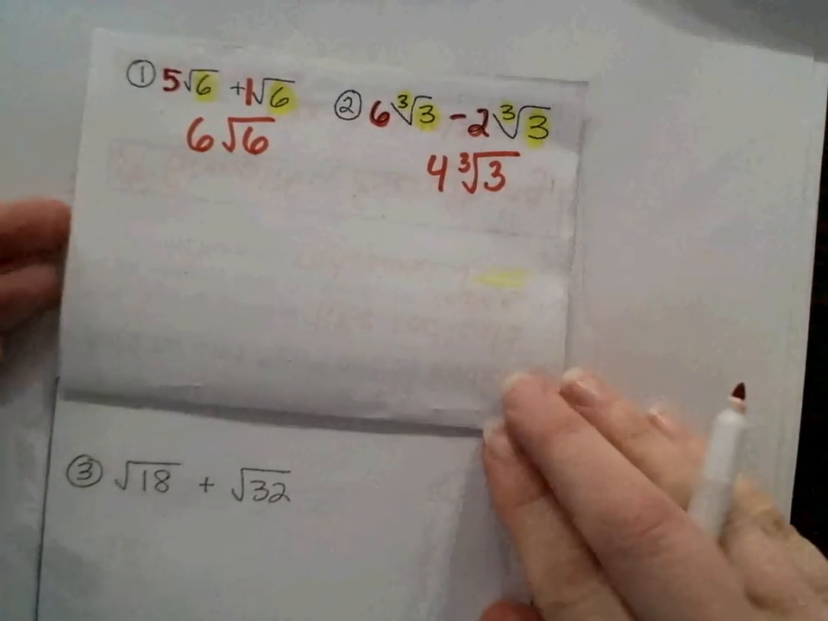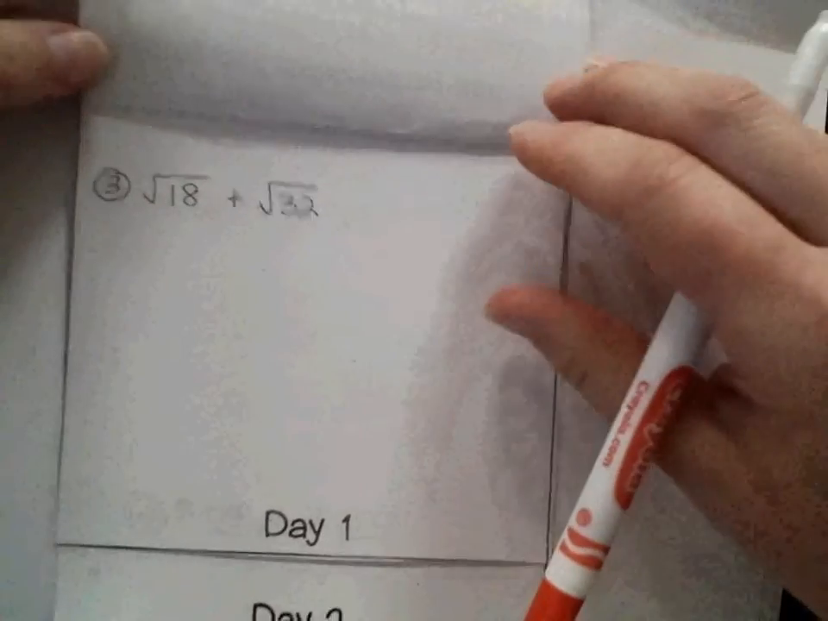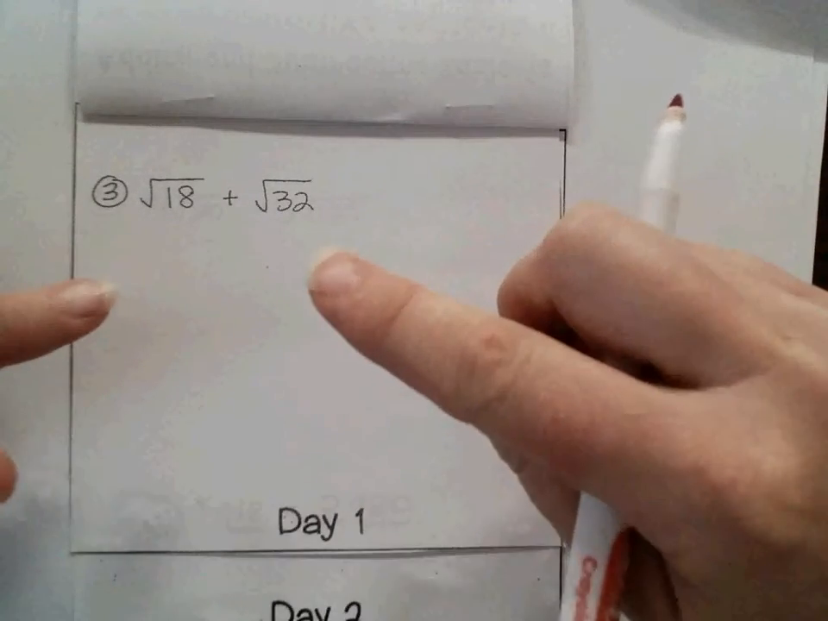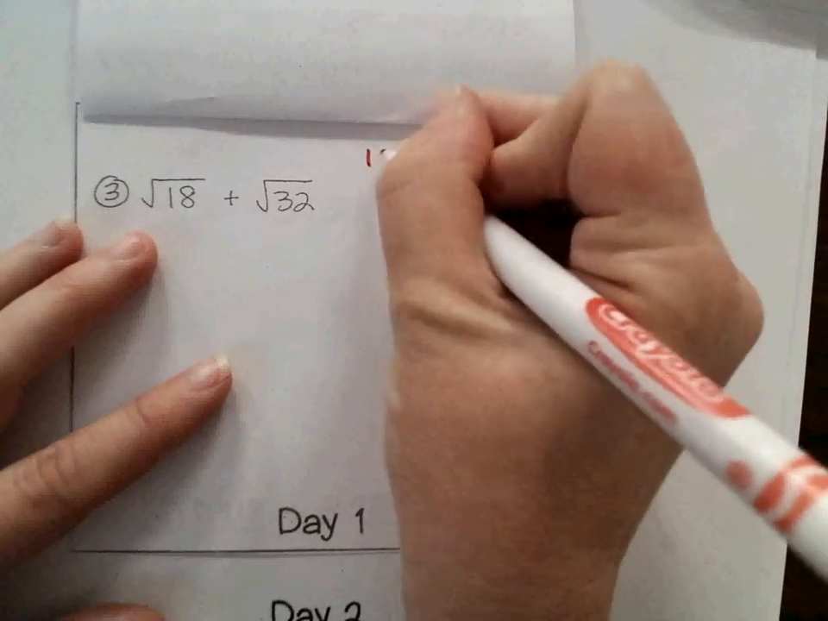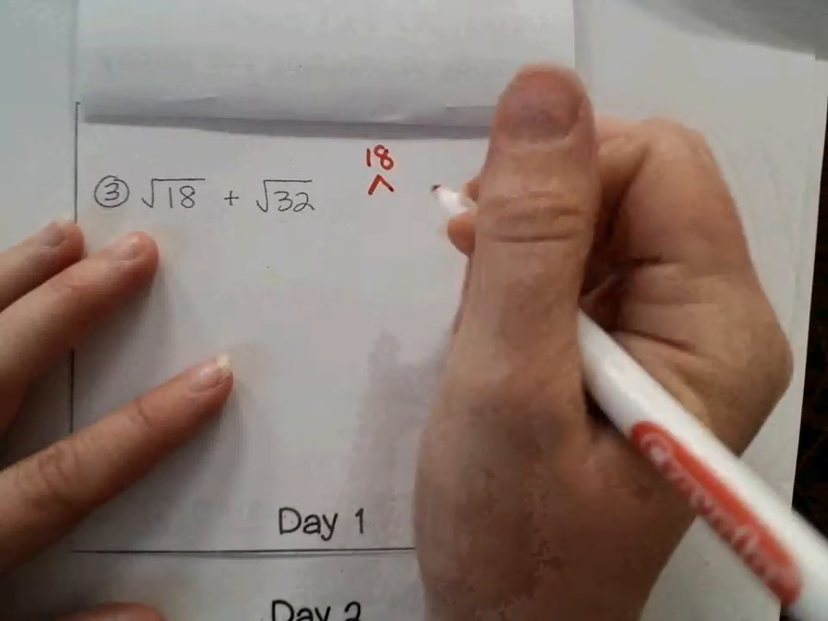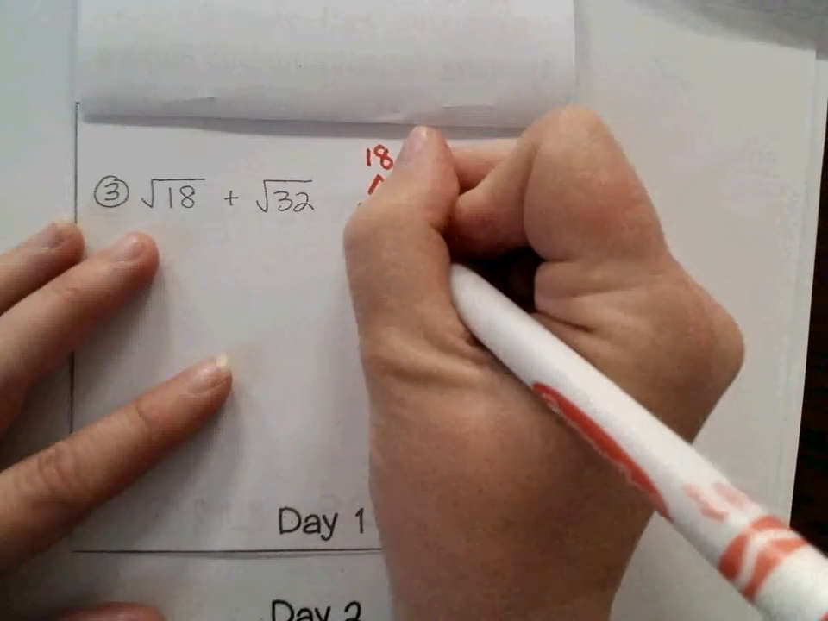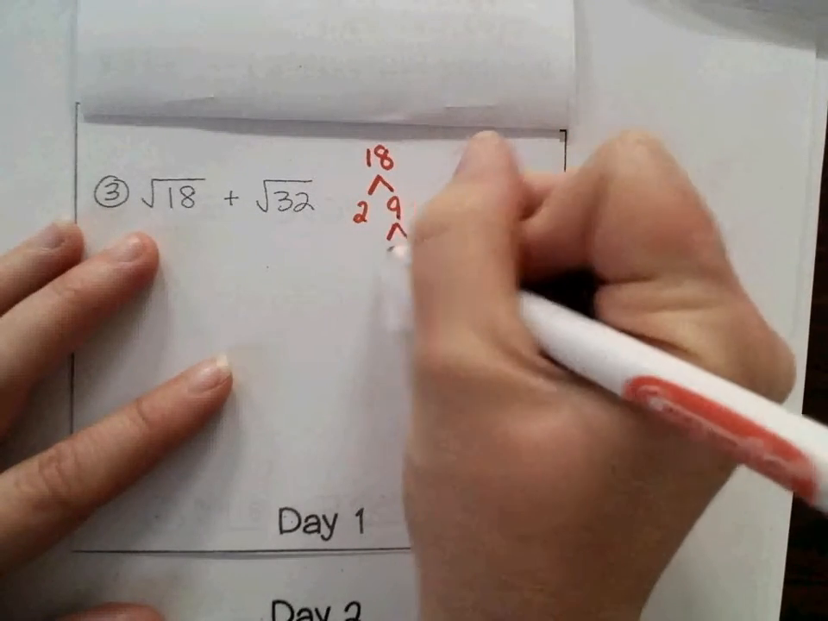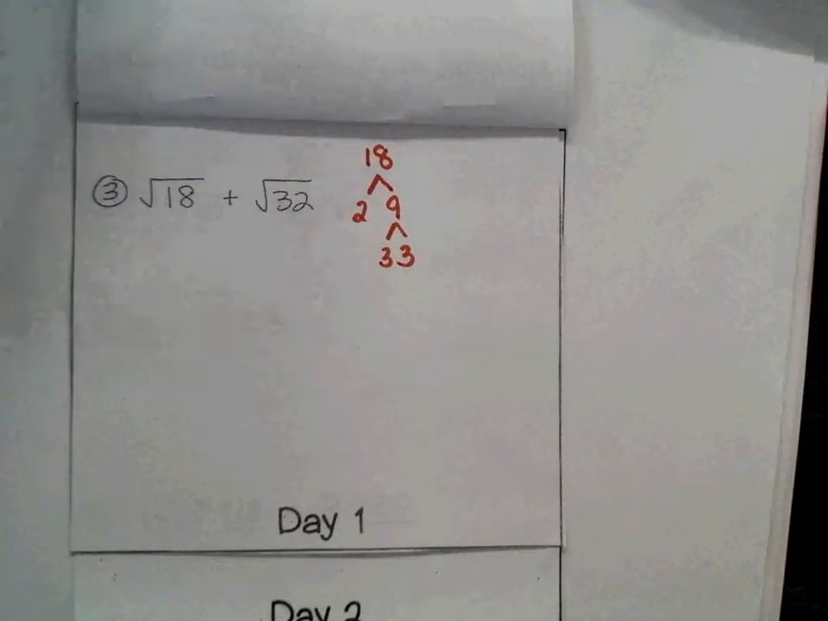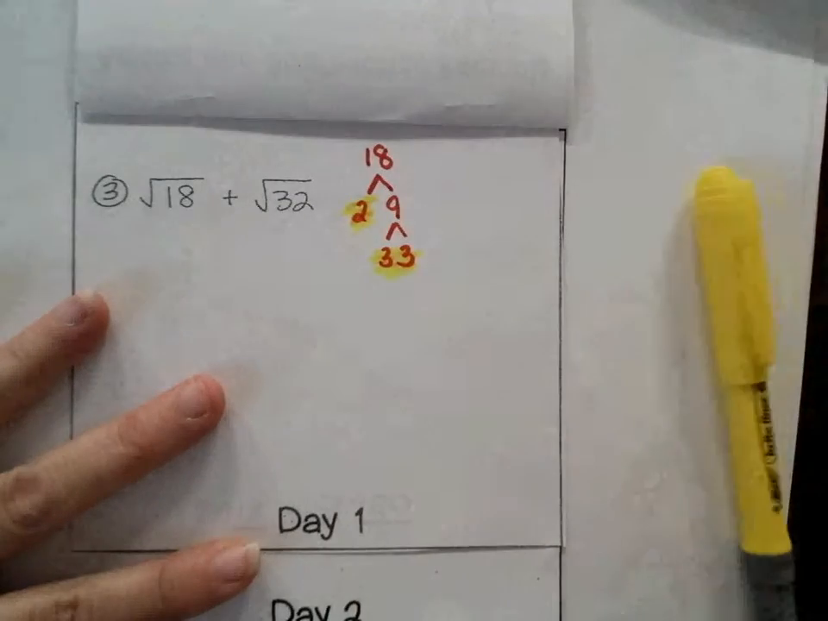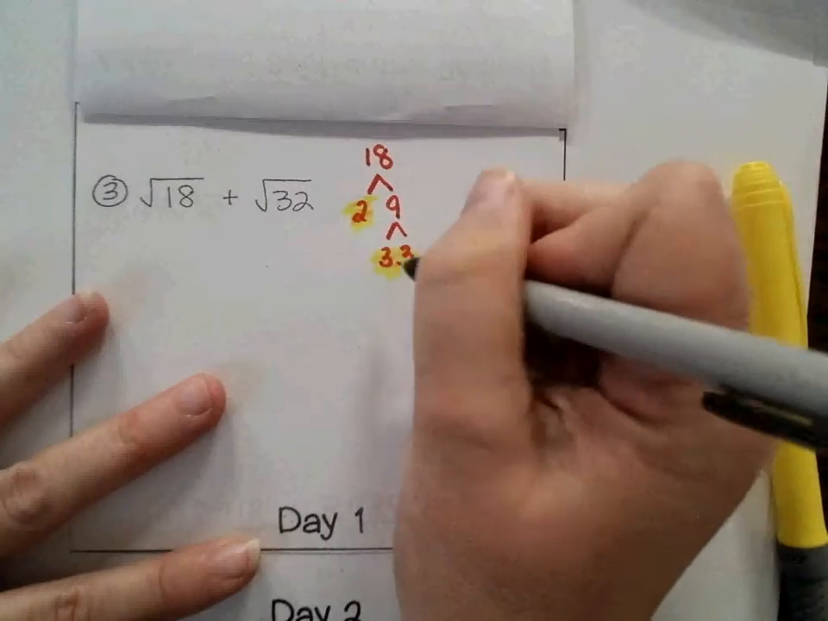Now we're going to do question number 3. These are not like terms. So you have to simplify both of these first. On the side, I'm going to factor 18. How do you want to factor 18? 2 and 9, and then 9 would be 3 and 3. Here are my branches.